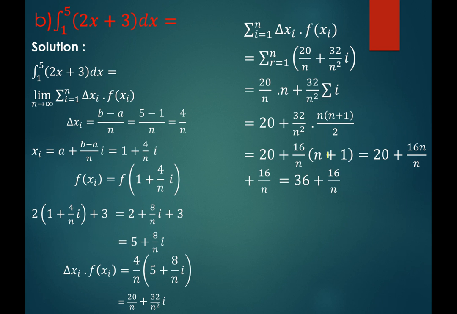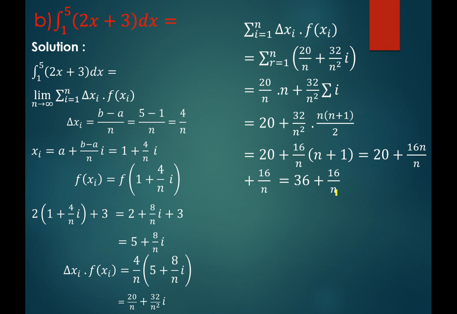Try now to find as simple as possible the following: 20 plus 16n over n plus 16 over n. That will make these together cancelled, and 16 plus 20, it is 36 plus 16 over n.